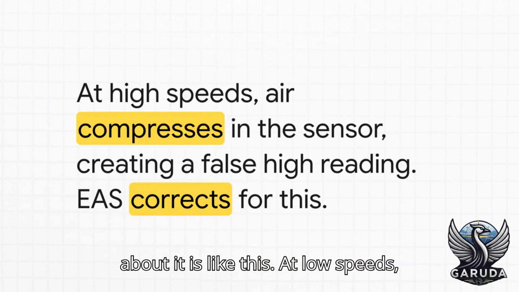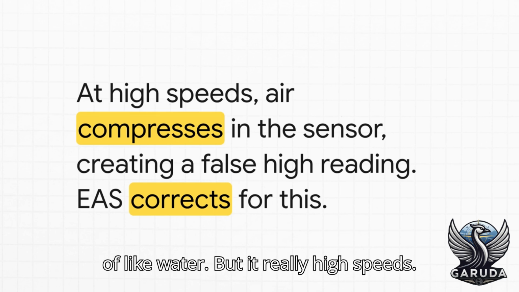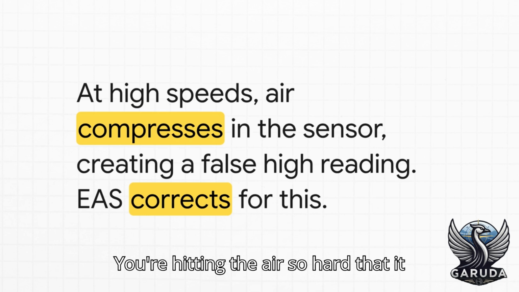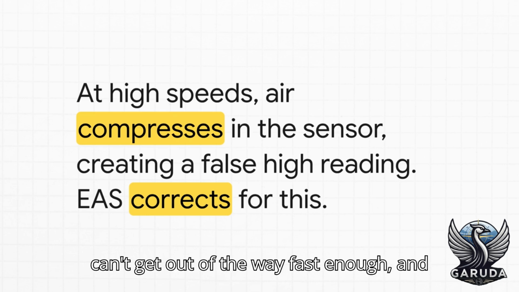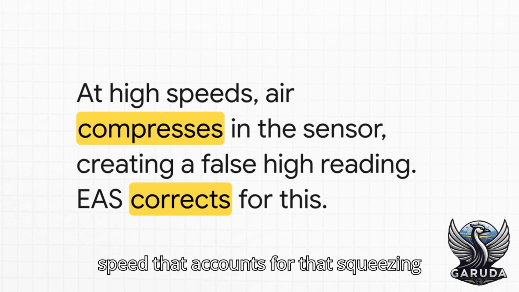A good way to think about it is like this. At low speeds, air flows past the plane smoothly, kind of like water. But at really high speeds, you're hitting the air so hard that it can't get out of the way fast enough, and it basically gets squeezed. EAS is the speed that accounts for that squeezing effect.